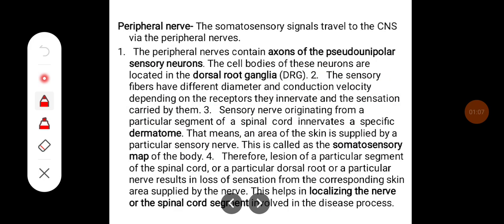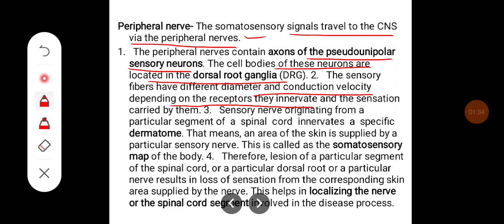The peripheral nerve: the somatosensory signals travel to the central nervous system via peripheral nerves. The peripheral nerves contain axons of pseudo-unipolar sensory neurons. The cell bodies of these neurons are located in the dorsal root ganglia, that is DRG. The sensory fibers have a different diameter and conduction velocity depending on the receptors they innervate and the sensation carried by them.